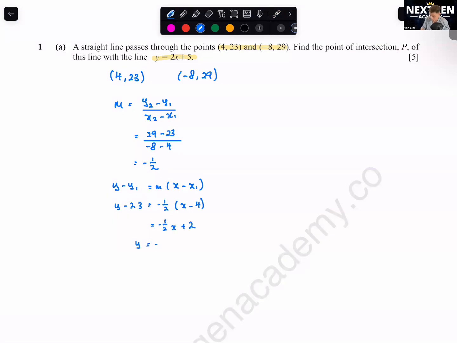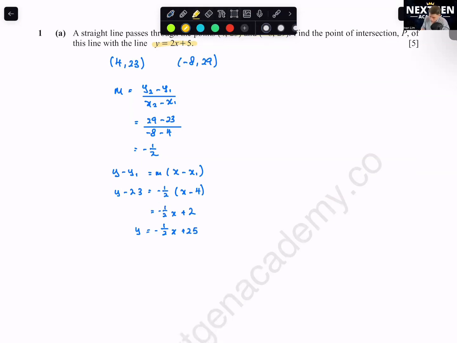Y equals negative 1 over 2x plus 25. Again, this one is just personal preference. I like to write it into gradient form, which is y equals mx plus c. Okay, so I got this first equation here. The other equation that was given to me is y equals 2x plus 5. So I got these two equations. Let's call this equation 1, equation 2.